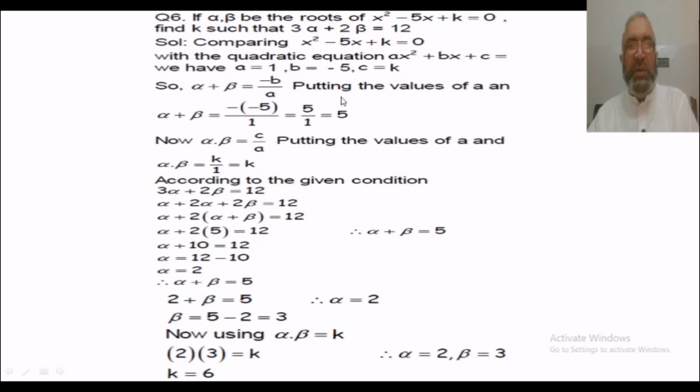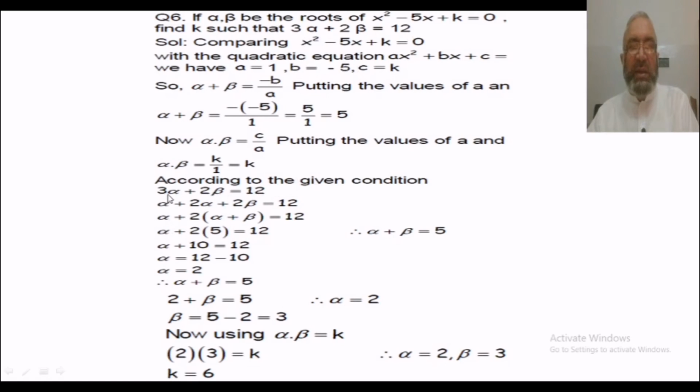By putting the values of a and b, we get the sum of the roots as 5. And the product of the roots, c by a, putting the values, we get k. Sum of the roots is 5, product of the roots is k. According to the given condition, 3 alpha plus 2 beta is equal to 12.